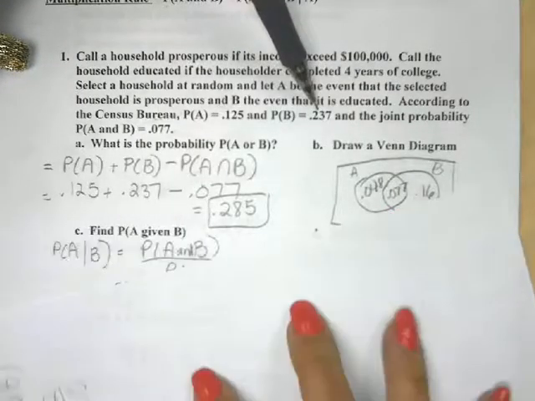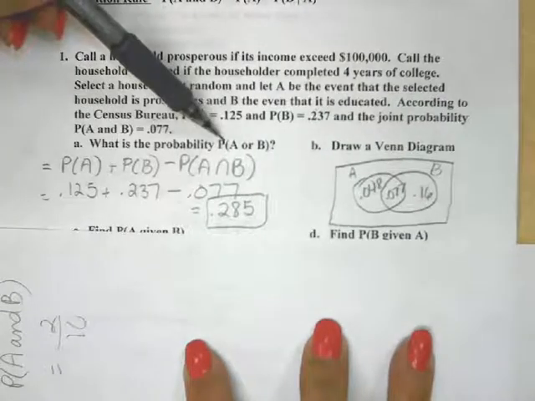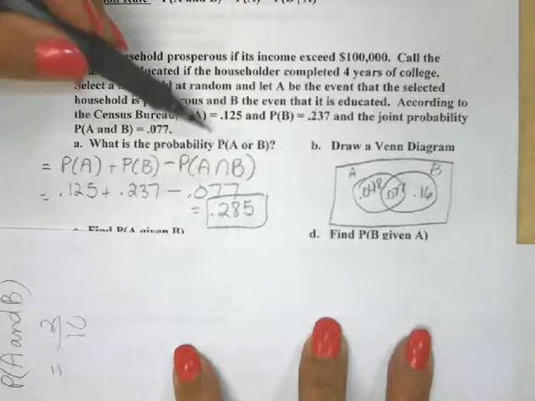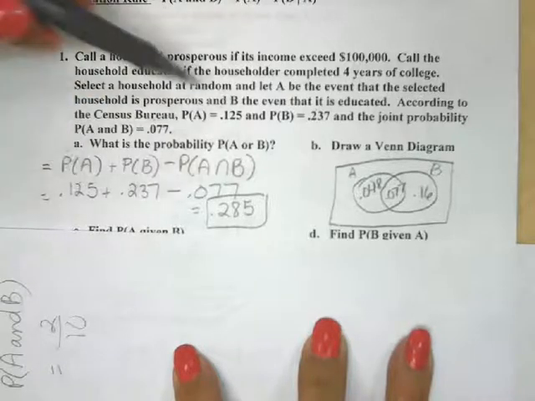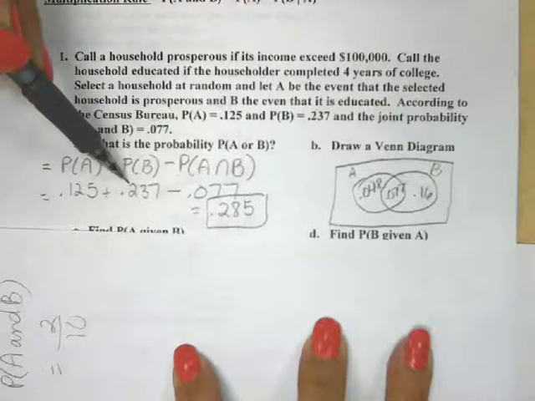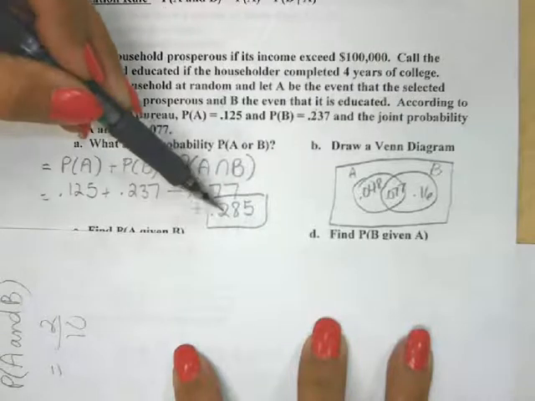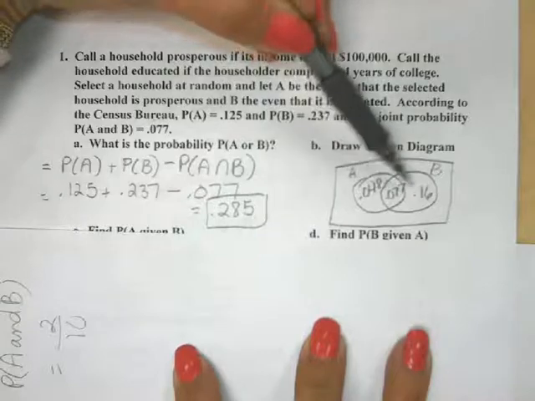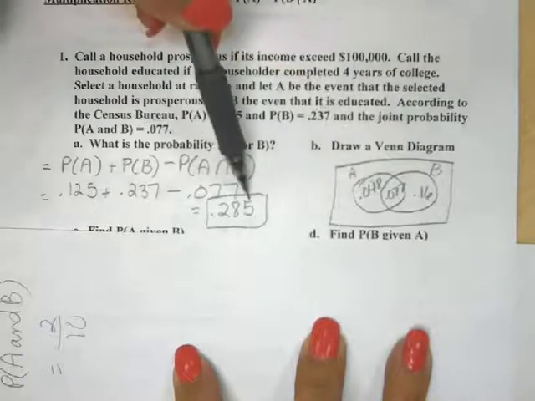So now notice, when I find the probability of A or B, I can follow the general rule for the union of two. I can find the probability of A, find the probability of B, and then subtract away the intersection. I could also look at my Venn diagram and just add these little three components together to get this same probability.